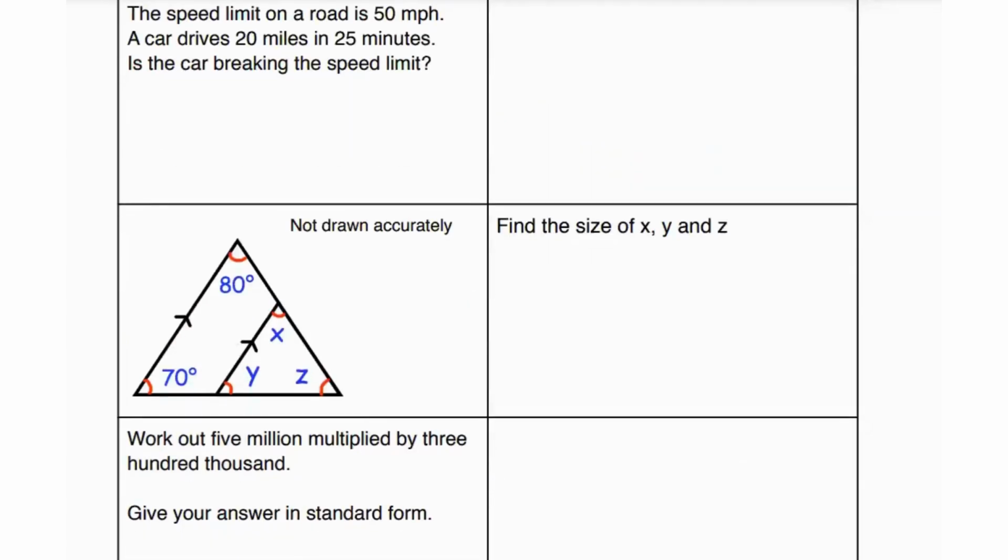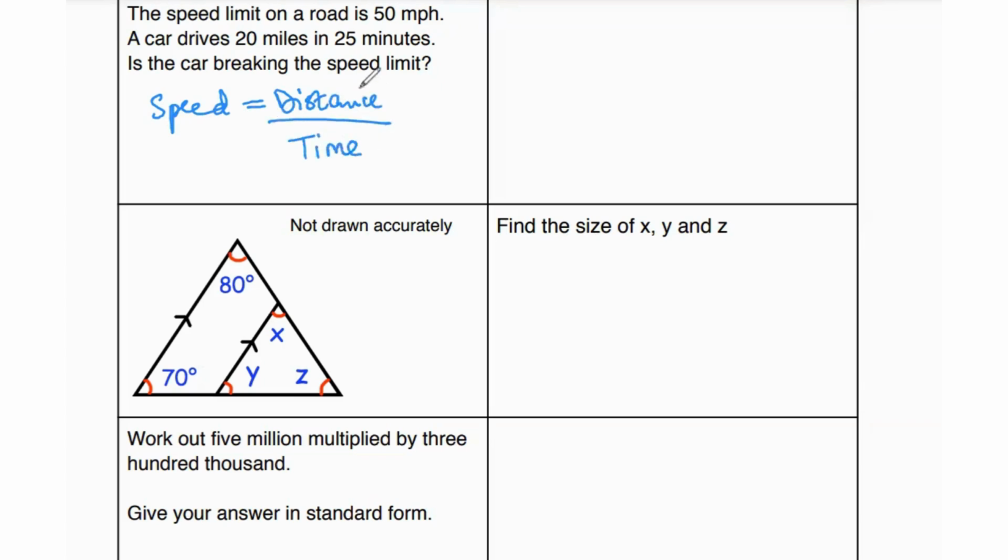Then it says the speed limit on a road is 50 miles per hour. A car drives 20 miles in 25 minutes. Is the car breaking the speed limit? So to check that, we need to find the speed of the car. Speed is distance over time.